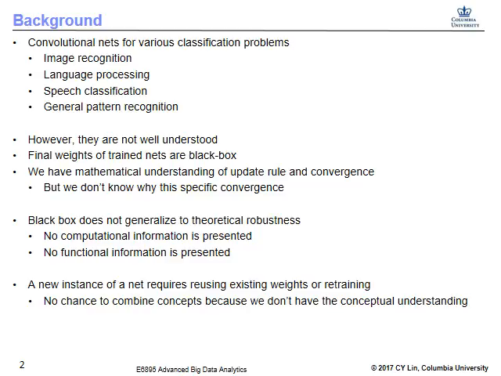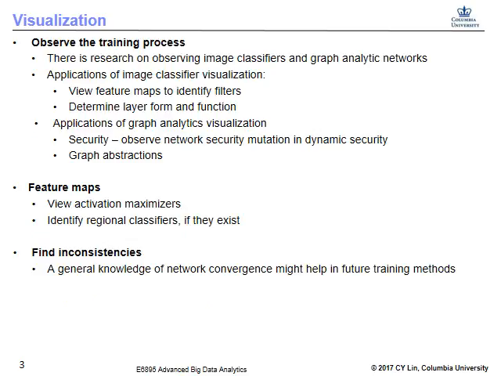So we would like to use visualization to observe the training process of these networks, to see what they're learning at each epoch, to determine some type of form and function of each layer by looking at these specific visualizations. One approach we take is viewing activation maximizers. So we take the features of each layer, the kernels, and we figure out what activates that kernel the most. This gives us a general idea of what that kernel might be looking for.